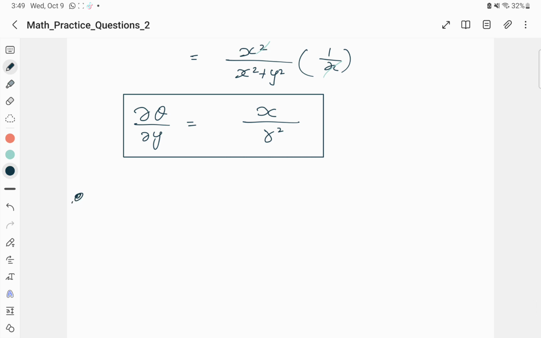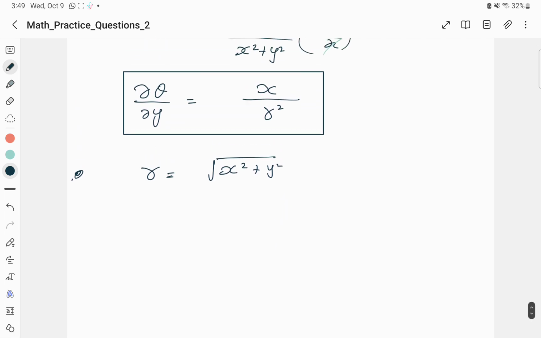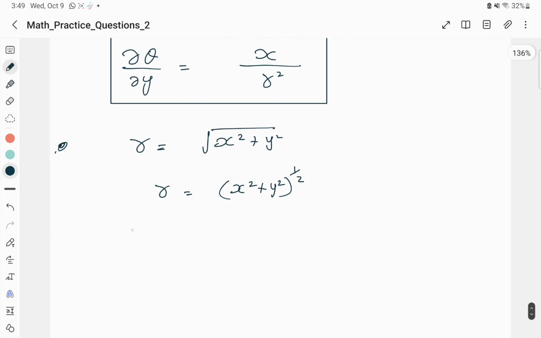So now we start the derivatives of r with respect to x and y. So r, basically, we have the square root of x squared plus y squared. For simplicity, before calculating its derivative, I can rewrite this as x squared plus y squared to the power half. Okay, now let's apply the derivative on r with respect to x first.